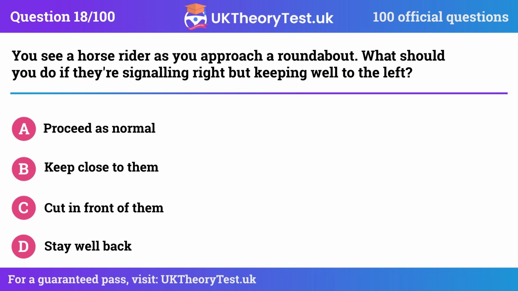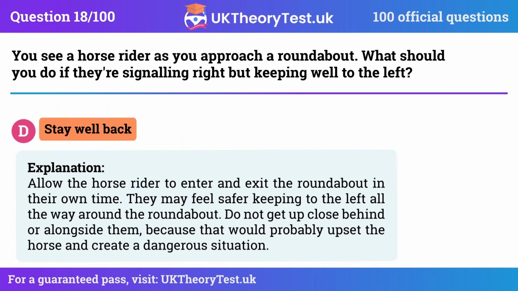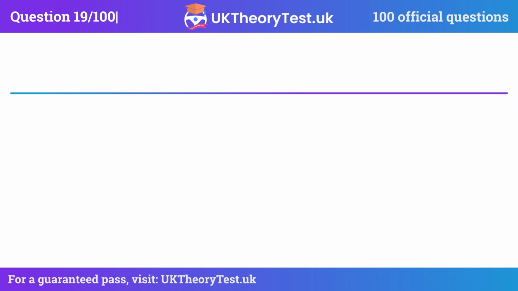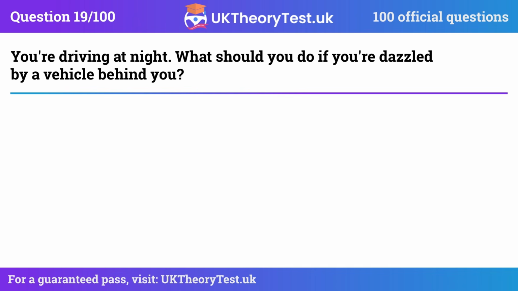The correct answer is D. Stay well back. Explanation. Allow the horse rider to enter and exit the roundabout in their own time. They may feel safer keeping to the left all the way around the roundabout. Do not get up close behind or alongside them, because that would probably upset the horse and create a dangerous situation.